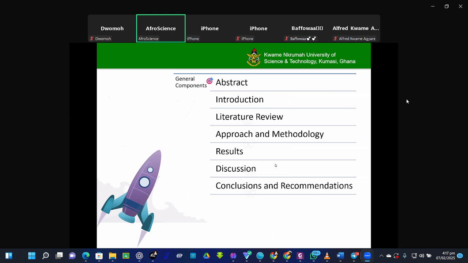It doesn't matter what you are given to write. It will either be a compressed form of this structure, or it will be a much more expanded form. But in each case, so far as you are writing something in academia, we expect that the structure will be this way. All right. So starting from the abstract.